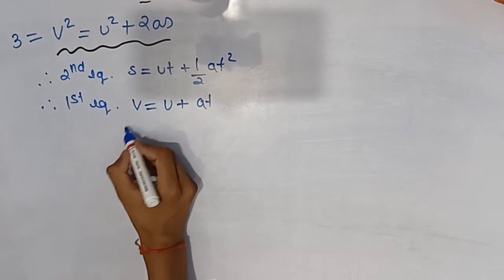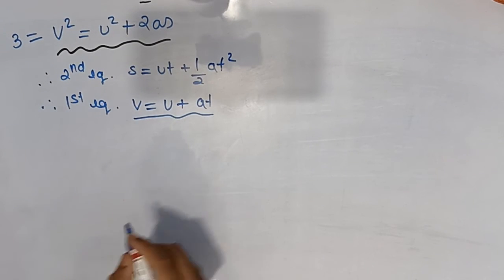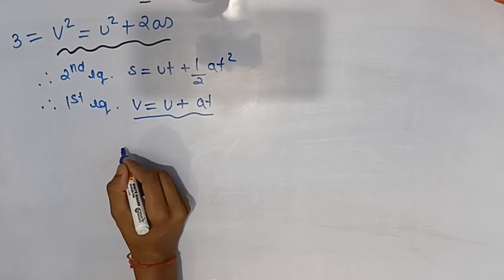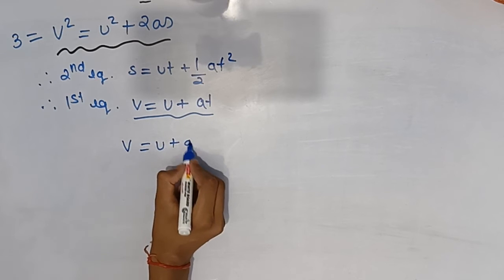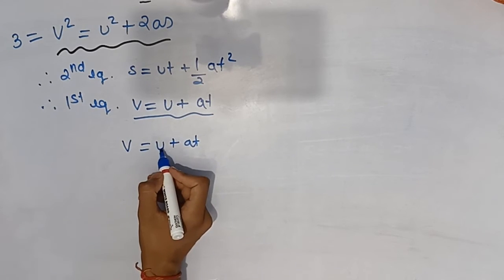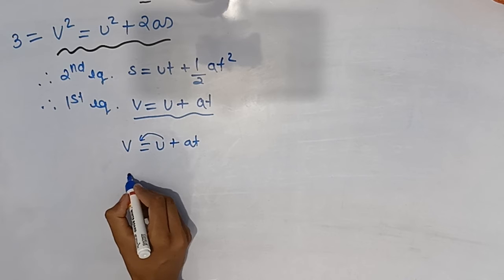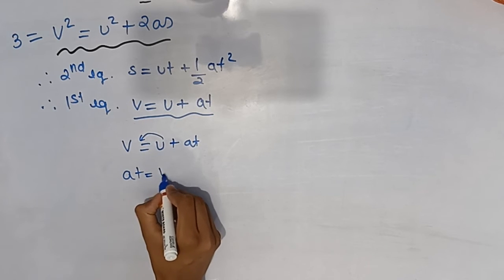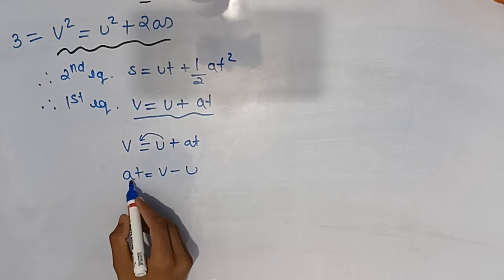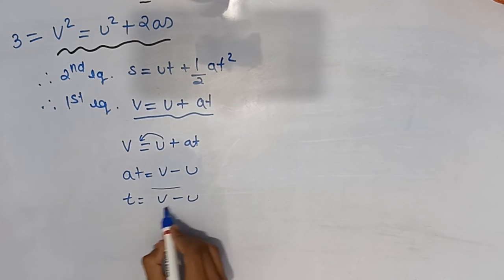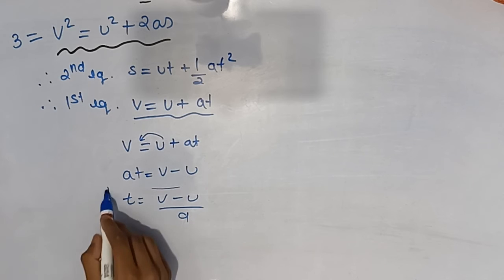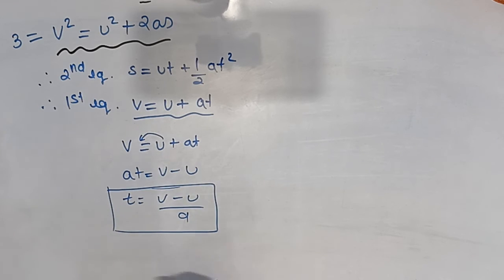So first of all, we will rearrange the first equation of motion. How? See friends, if we write v = u + at, then sending u to the other side, it will be at = v - u, and sending t to the other side, t = (v - u)/a. So we rearranged the first equation of motion. Now see how we will derive it.